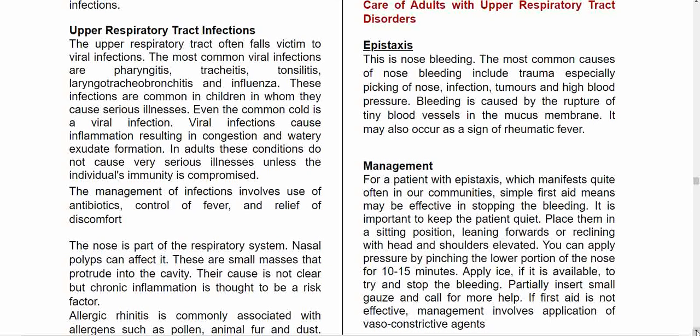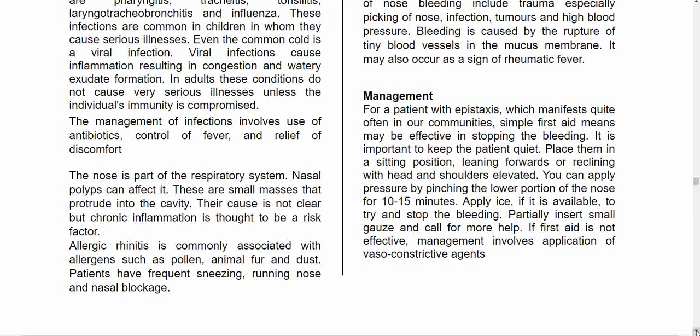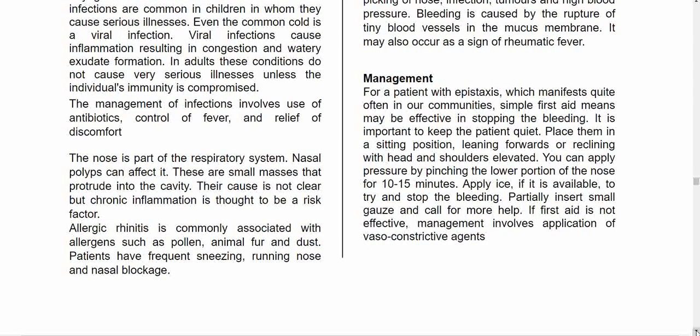The nose is part of the respiratory system, and nasal polyps can affect it. These are small masses that protrude into the cavity, called nasal polyps. Their cause is not clear, but chronic inflammation is thought to be a risk factor. Allergic rhinitis is commonly associated with allergens such as pollen, animal fur, and dust. Patients are frequently sneezing, with a running nose and nasal blockage.